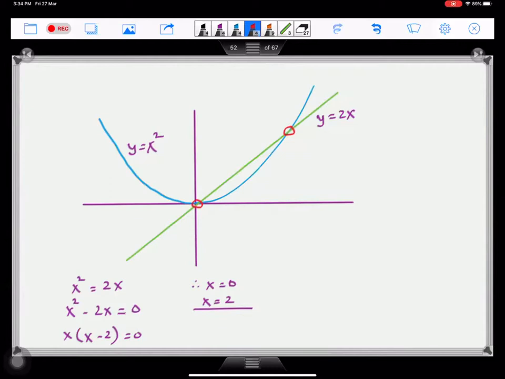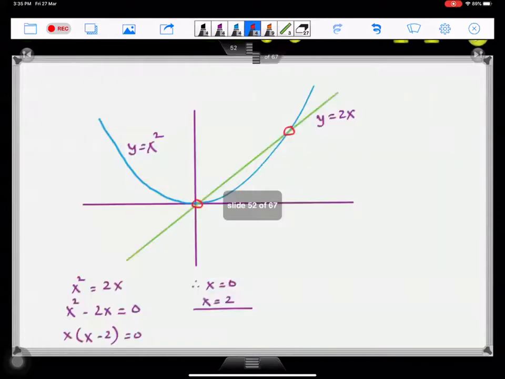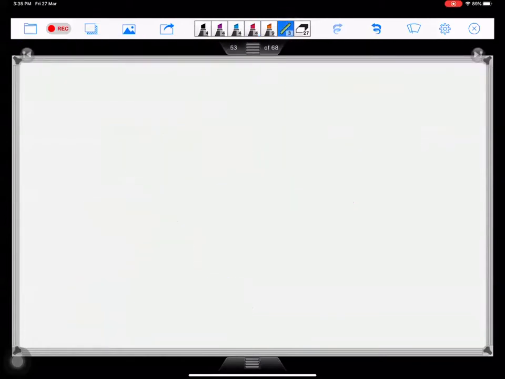Now let's move on to the trigonometry question. On the sketch, so 0 till 2 pi, which is 360 degrees. Sketch the graph of sine x, cos x minus 1 and sine 2x. Now, whichever one you find difficult to draw, you can draw it first. Cos x minus 1. Now, let's first draw something on the side. Let's first draw just a rough sketch. What would cos x minus 1 look like?